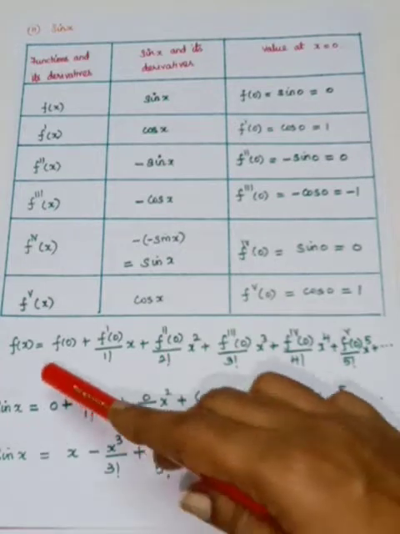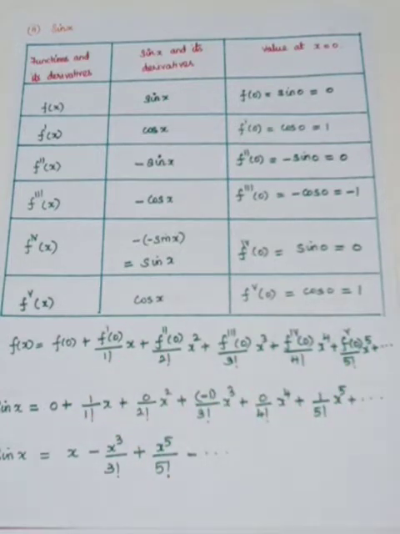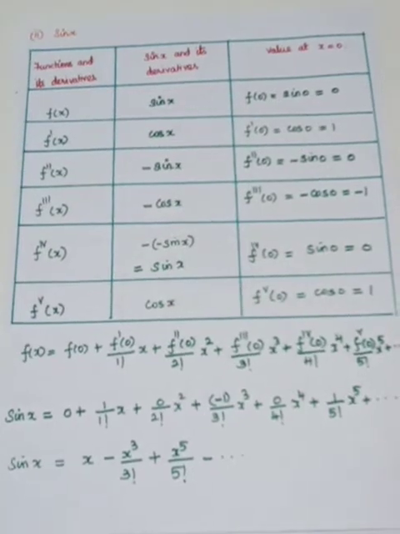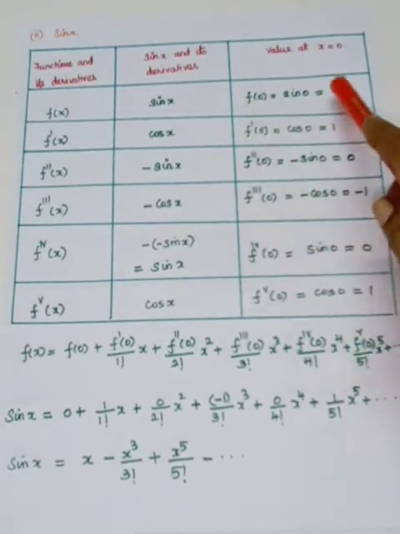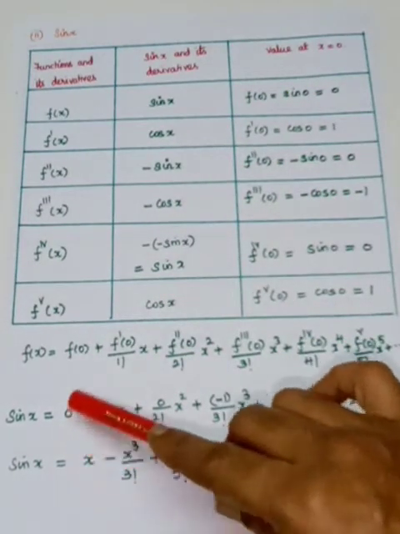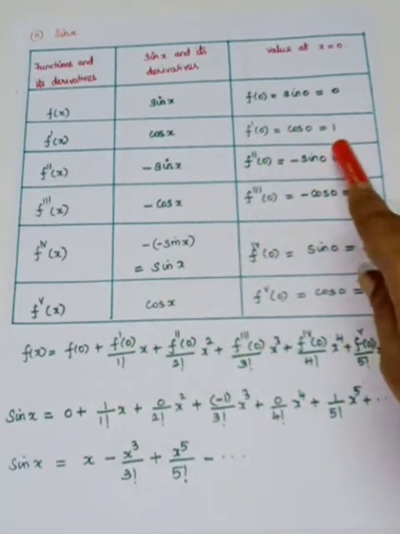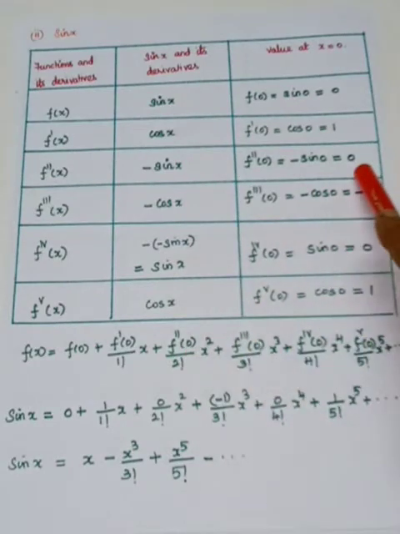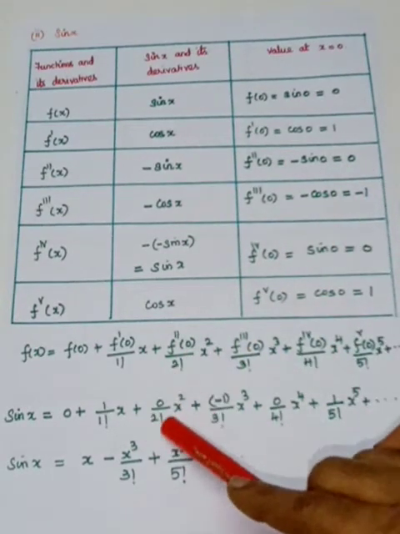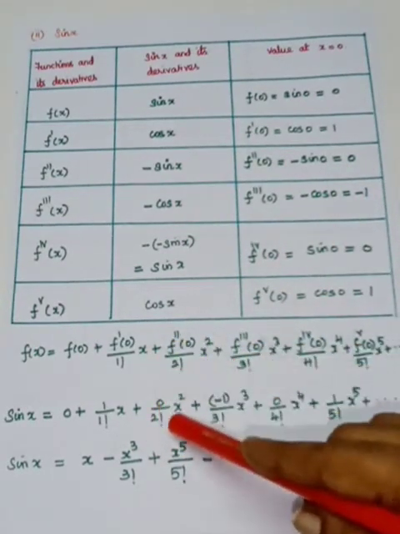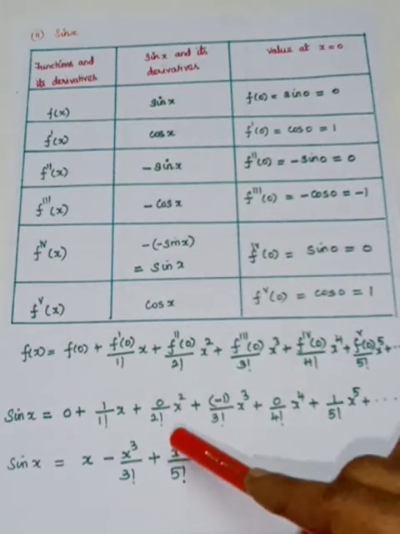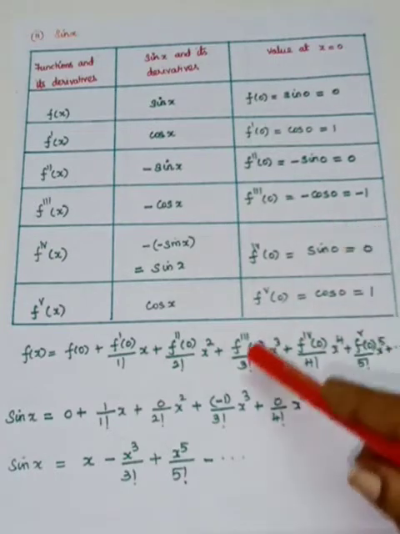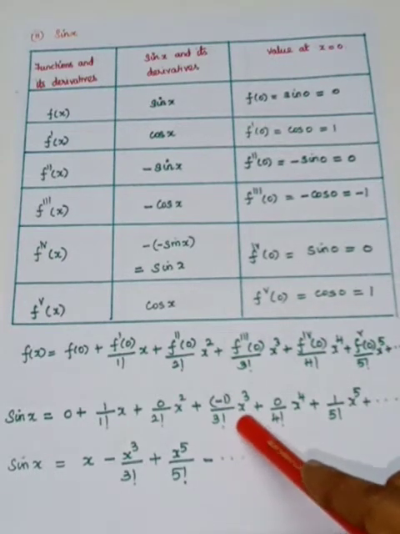So here your f of x is sin x. So sin x is equal to, first f of 0 is 0, so I have substituted. f dash of 0 is 1, so 1 by 1 factorial into x. f double dash of 0 is 0, so 0 by this is 0. If 0 comes, you need not write it, because 0 into anything will become 0. Next one, f triple dash of 0 is minus 1, so minus 1 by 3 factorial into x cube.